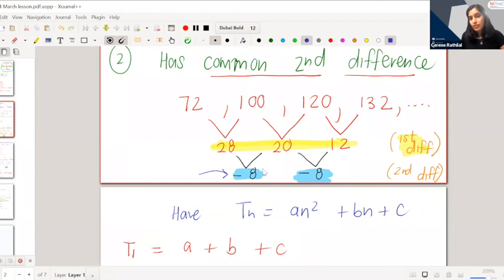So to put things into perspective, this is what is happening. The second difference is equal to 2a. The first term in the first difference sequence is equal to 3a plus b. This is what we had seen. I'm not making this up, we derived it. And the first value in the quadratic sequence has the form a plus b plus c. So all I'm doing is equating it. We're going to solve 3a plus b equals 28 and a plus b plus c equals 72. Everybody follows that?